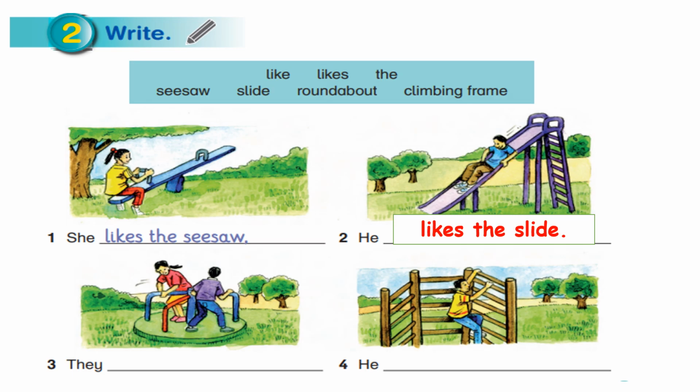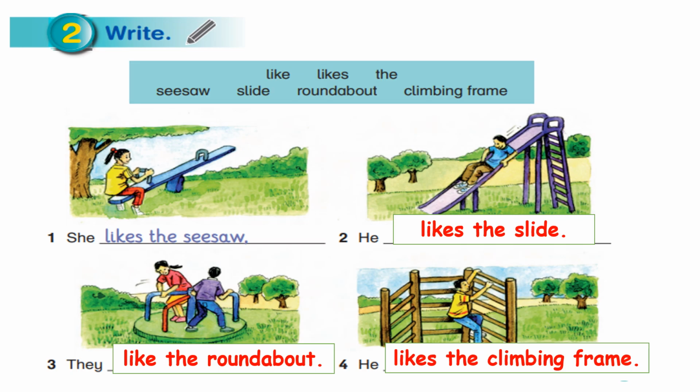Excellent. Number three. They, what do they like? Look at the picture and tell me, what do they like? Choose the suitable words from the box up and write the sentence down. Now check your answer. Excellent. They like the roundabout. Number four. What does he like? He? Check your answer. He likes the climbing frame. Is it okay to say he like? No, because after he, we have verb plus s. He likes the climbing frame.